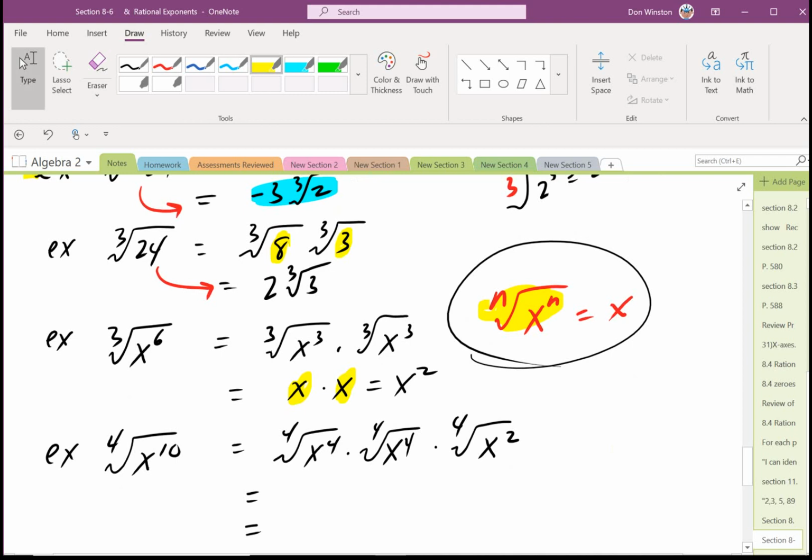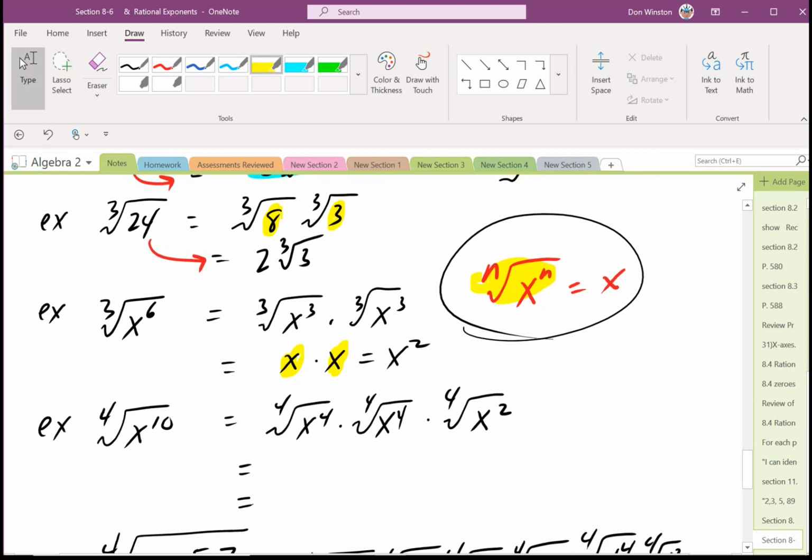How about the next example? The fourth root of x to the 10th. Well, again, I'll break it up into something that I know, using that property I just mentioned. The fourth root of x raised to the fourth times the fourth root of x raised to the fourth, and then what's left over is x squared.